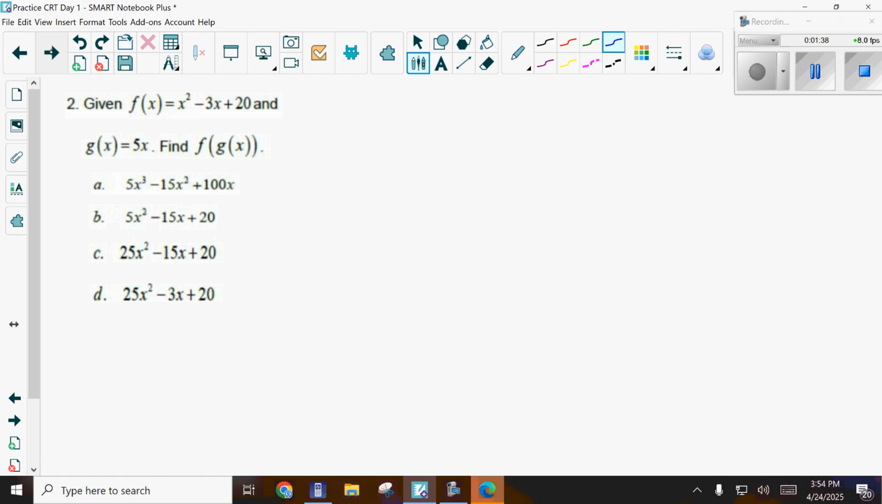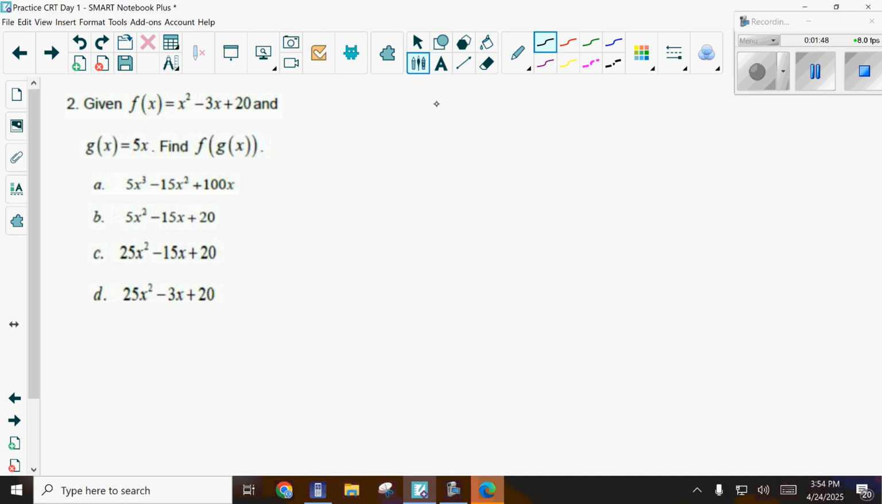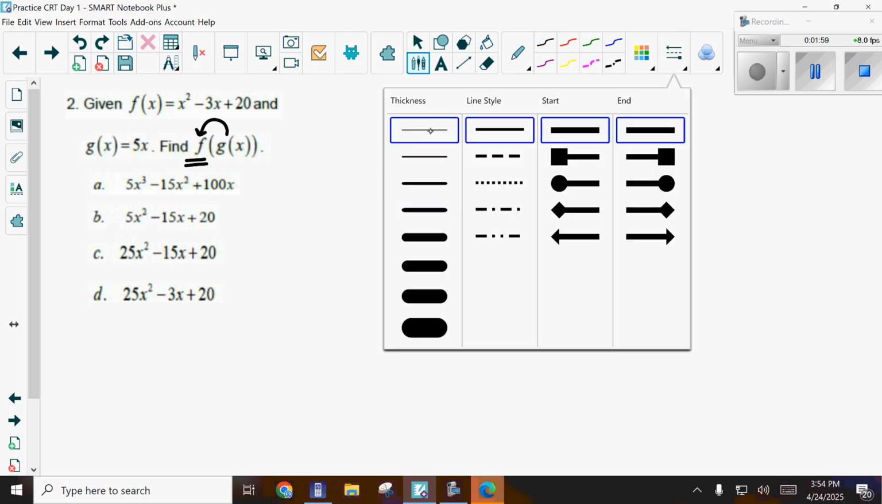Number 2 is a little bit more challenging. This one says, given f of x and g of x, find g of f of x. So what they're going to want us to do now is they're going to want us to actually take this problem, and they're going to want us to plug an entire problem into the other problem. So if you notice, the f function is the one on the farthest to the left. That's going to be the one we're going to substitute into.